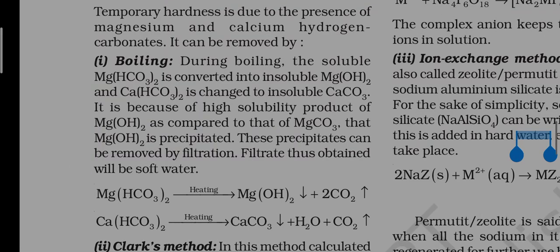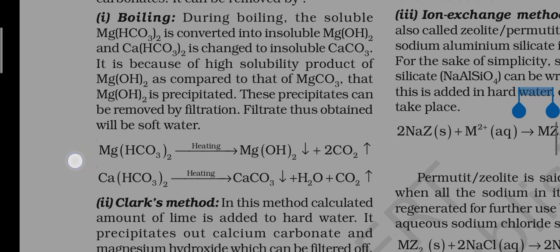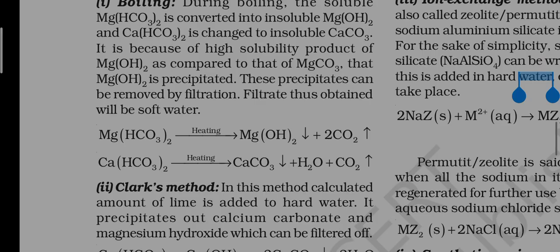During boiling, the soluble Mg(HCO3)2 is converted into insoluble magnesium hydroxide, and calcium hydrogen carbonate is changed into insoluble calcium carbonate. It is because of the low solubility product of magnesium hydroxide as compared to that of magnesium carbonate that magnesium hydroxide is precipitated. These precipitates can be removed by filtration. The filtrate thus obtained will be soft water.